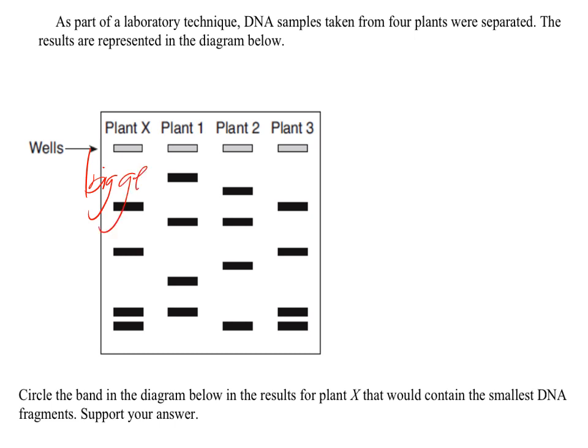If we turn everything on and let it go for about a half hour, the bigger pieces are going to stay up there, and these smaller pieces are going to move a lot farther in that same time frame. So your smallest pieces, it says the smallest DNA in plant X, that's always going to be right at the bottom, so that's your smallest piece right there. So it just gets smaller as it goes down. Your smallest piece is right there. The smallest pieces in the other ones are also the ones that are farther down there.